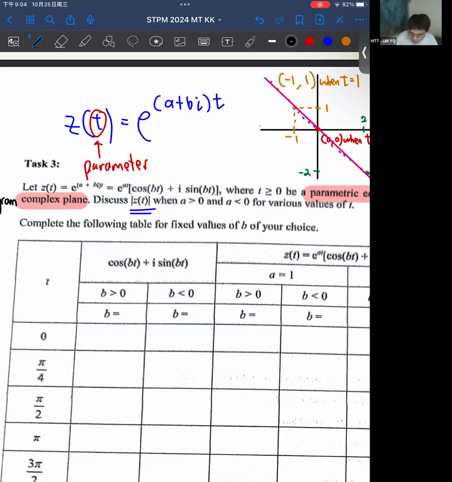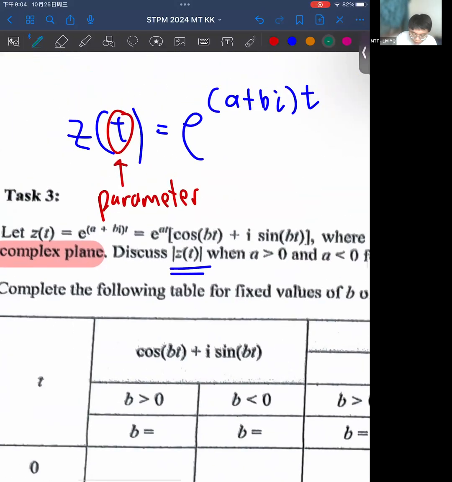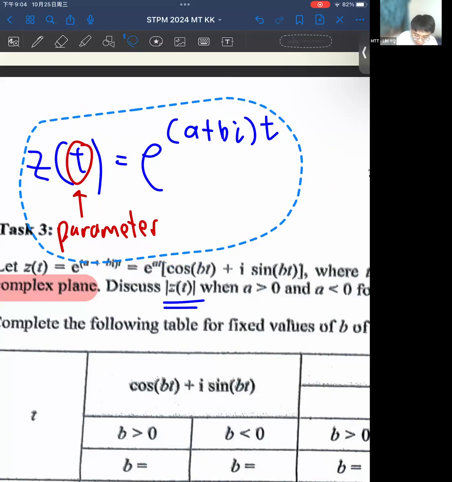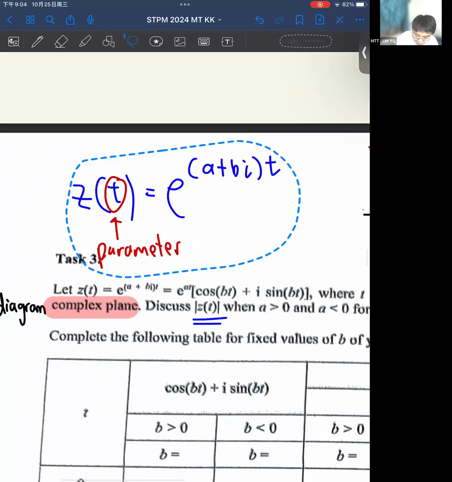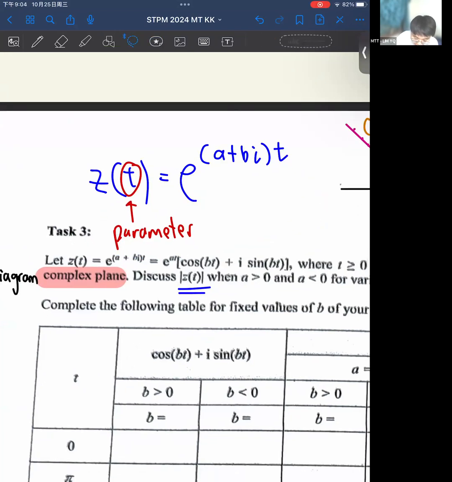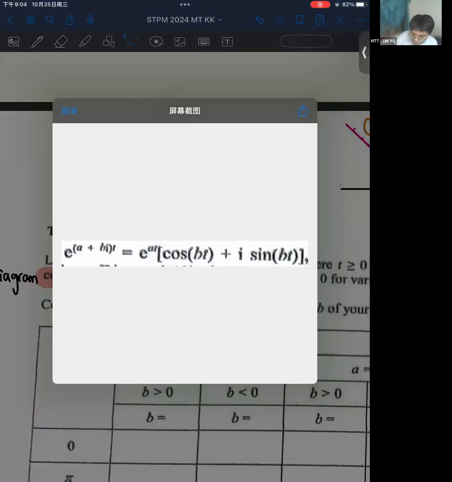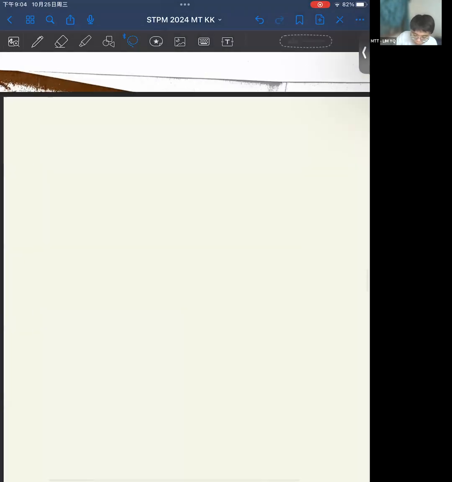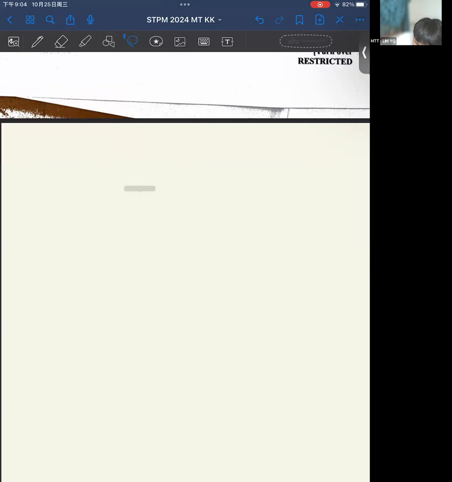First, I think I will show you why e to the power of (a plus bi)t is equal to that very long one, right? I will show you this one first. Even though they didn't ask us to show it, I will try to show you first why it is true. I found it very important also. Why they didn't ask to show, I don't know.